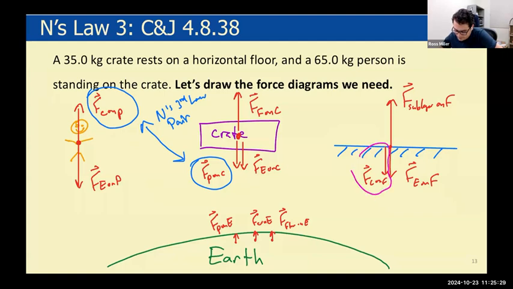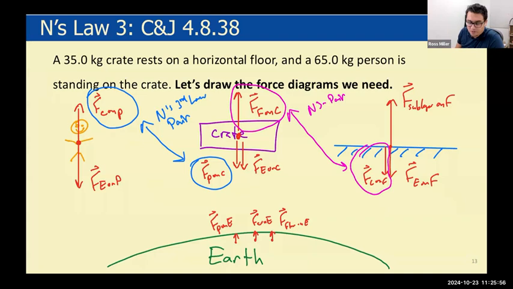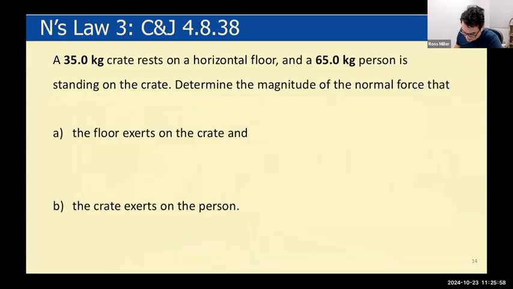This guy, it's hard to see in pink. And this guy, floor and crate and floor. This is a third law, so Newton's third law pair. So that's what you do with the third law. Now, we don't necessarily have to draw these all the time. So we know what's the crate on the person. I think that's one of the ones we need.